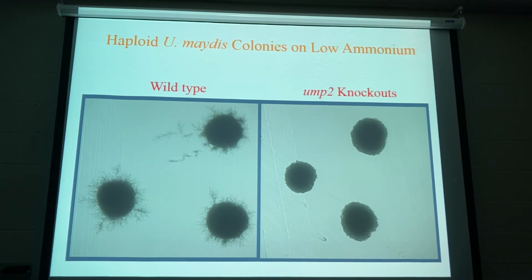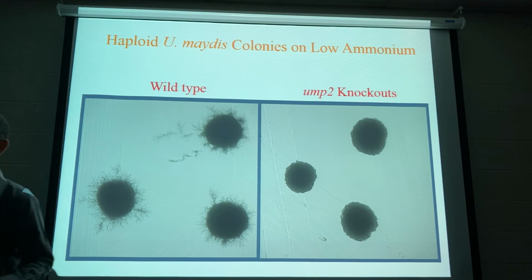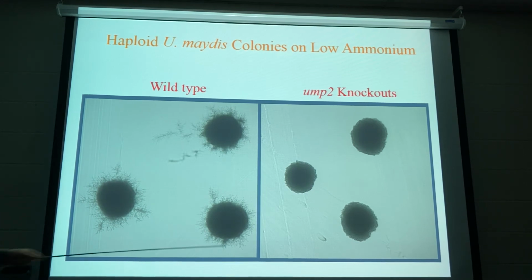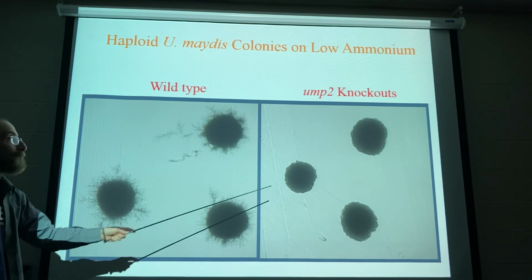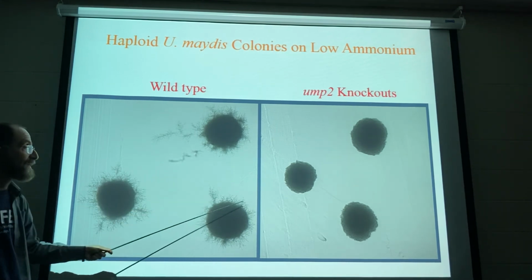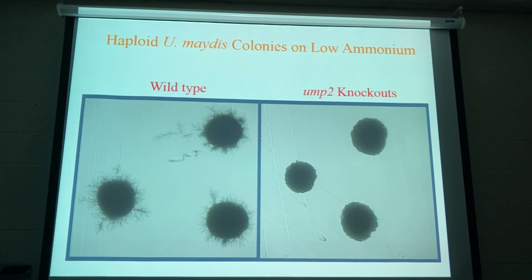If you knock out or disrupt the UMP2 gene, what's happened to growth on low ammonium? No filamentation. They're still able to grow, so it's not required for their growth on low ammonium, but it is required for this filamentous response with respect to low ammonium. So that's consistent with at least our current working hypothesis for how it works.